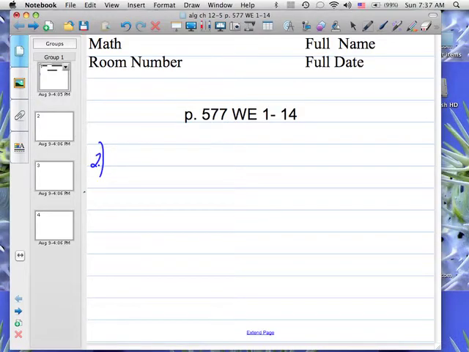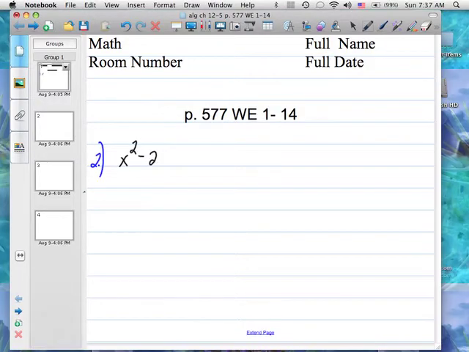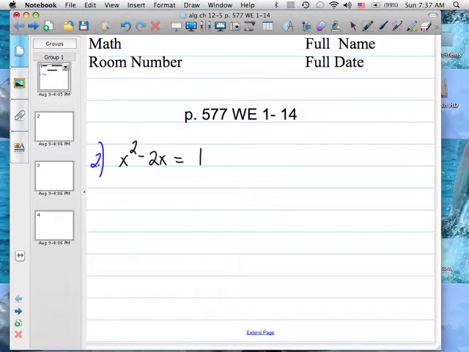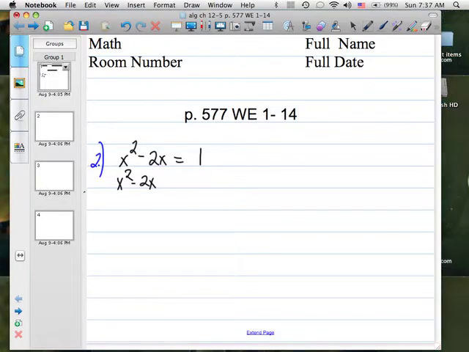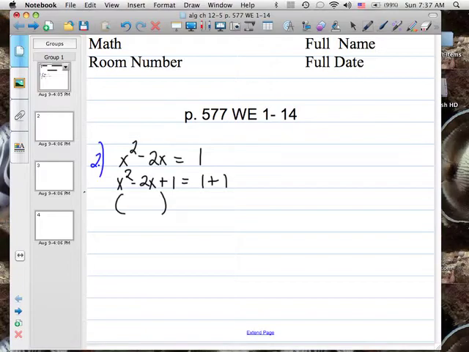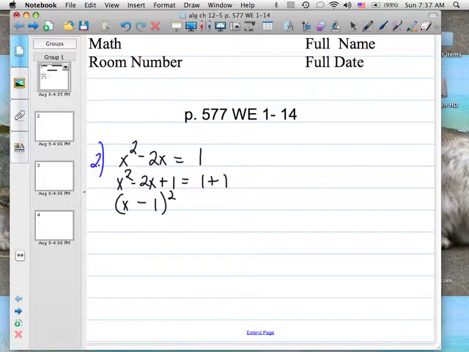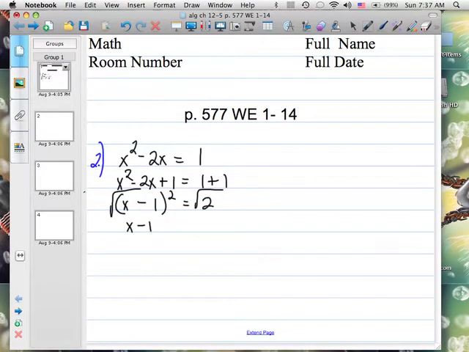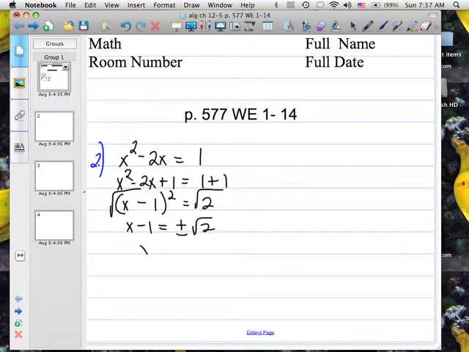So number 2, we have x squared minus 2x equals 1. And I'm going to use completing the square on this one. So half of negative 2 is negative 1. 1 squared is 1. So I'm going to add that to both sides. Square root of x squared is x. The square root of 1 is 1, and that's minus in the middle, equals 2. Take the square root of both sides, and I get x minus 1 equals plus or minus the square root of 2. Add 1 to solve for x, so 1 plus or minus the square root of 2.